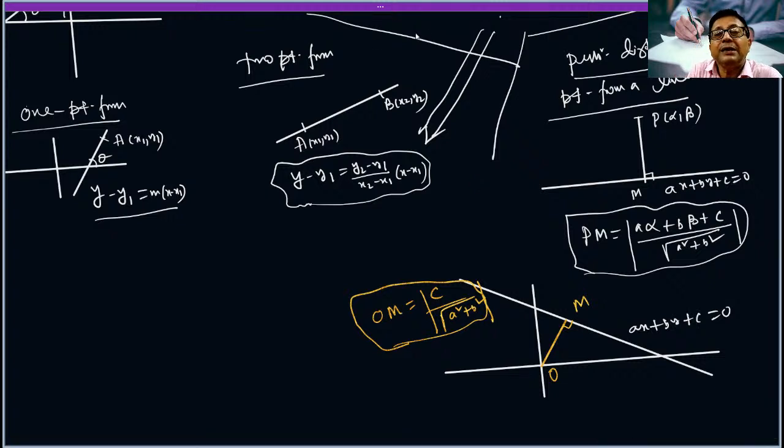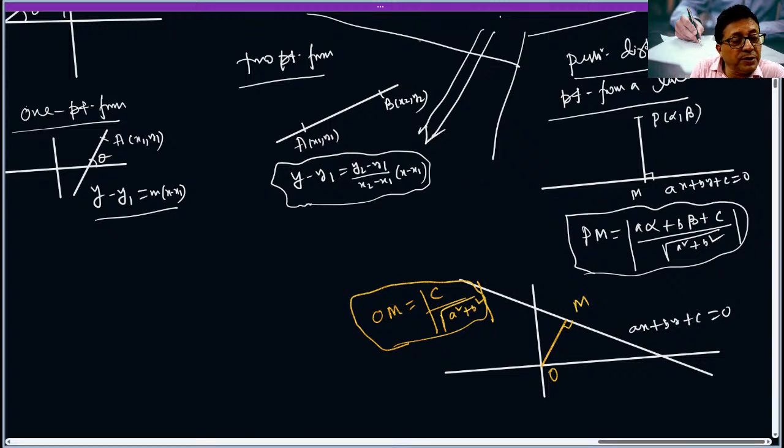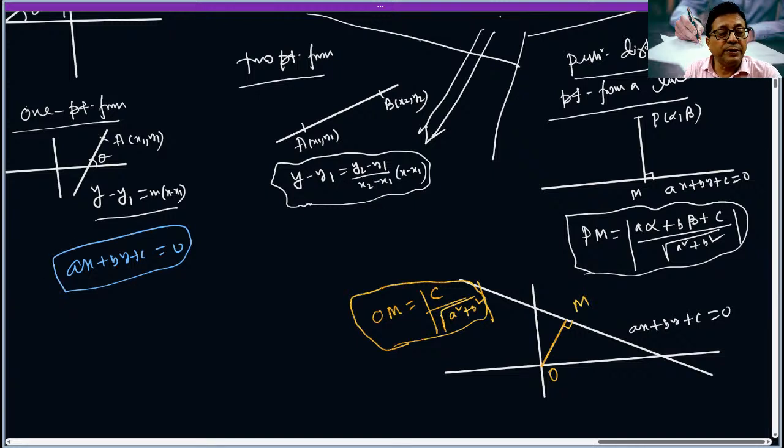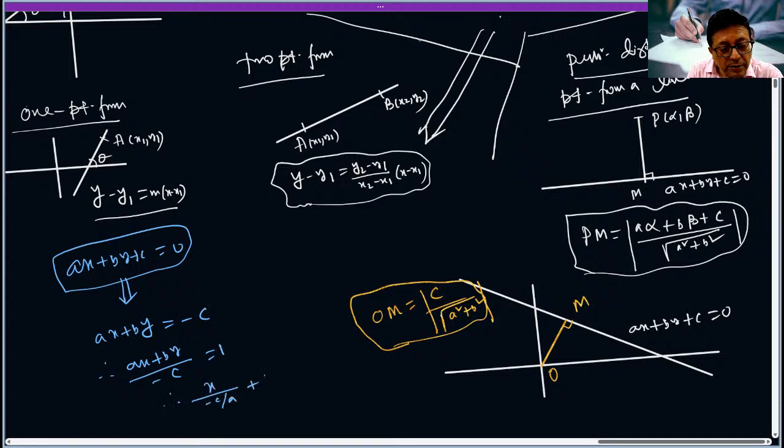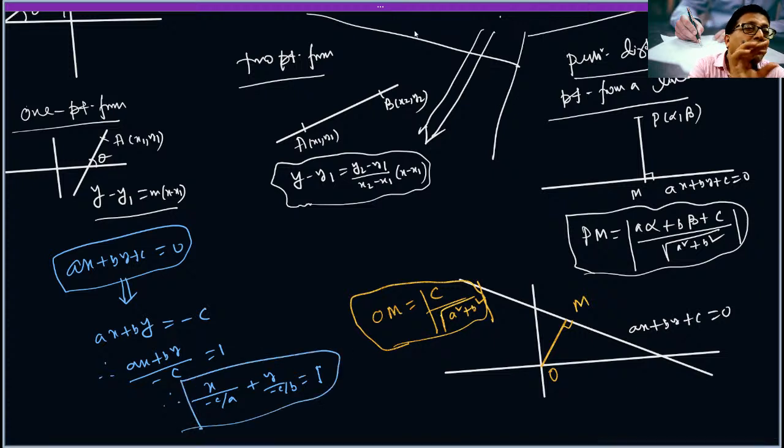Clear? And then I have to remind you how to convert this general equation into gradient form and into intercept form. To express in intercept form, what will you do? You transfer minus c to the right side, so x by minus c by a plus y by minus c by b equal to 1. So what are the lengths of intercepts of the line with the coordinate axes? Minus c by a and minus c by b. Know this method very well.